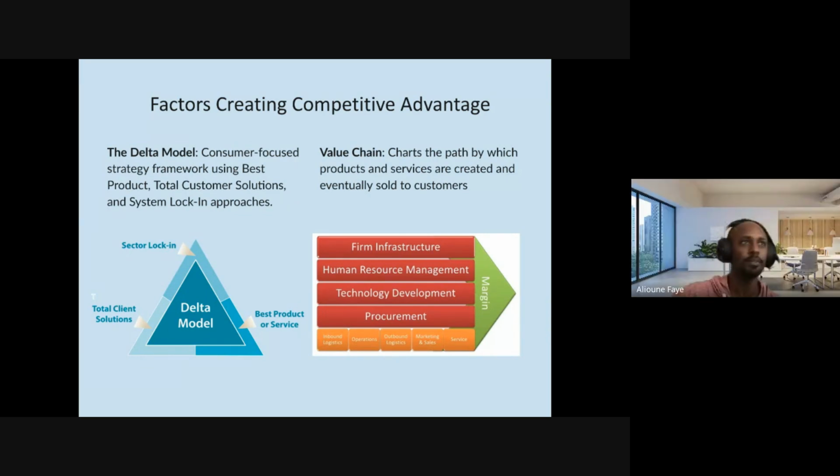Okay. If somebody else wants to add to it, maybe complement or has their own view of how they see the value chain?